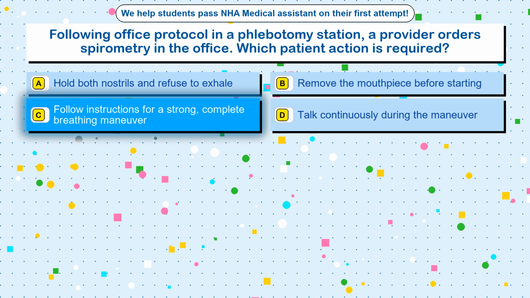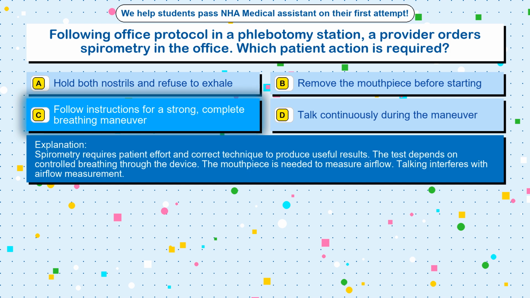The correct answer is option C, follow instructions for a strong, complete breathing maneuver. Spirometry requires patient effort and correct technique to produce useful results. The test depends on controlled breathing through the device. The mouthpiece is needed to measure airflow. Talking interferes with airflow measurement.